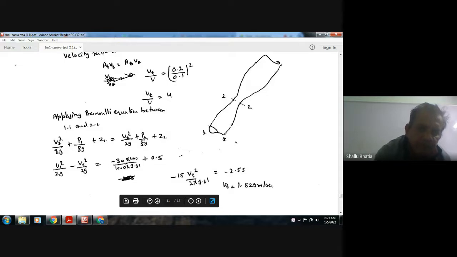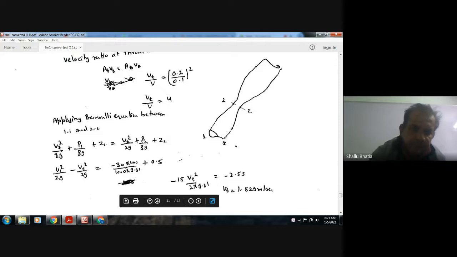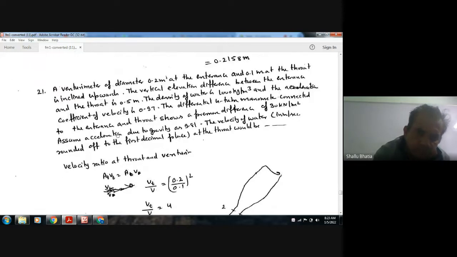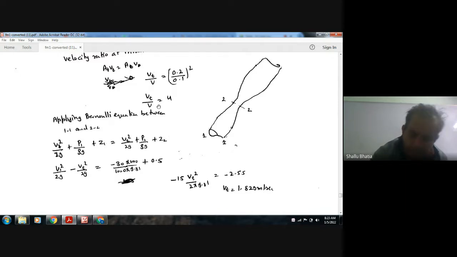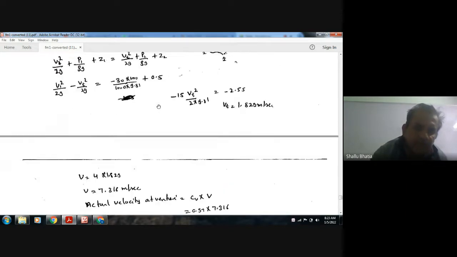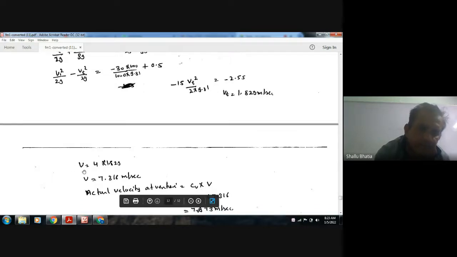And P1 minus P2 is your pressure difference. Sorry, the pressure difference is 30 Newton per meter square, so P1 minus P2 is 30 here. Now we have the difference of velocity, and we have the ratio of velocities. And g is 10 or 9.81. So we can find out V and VT.